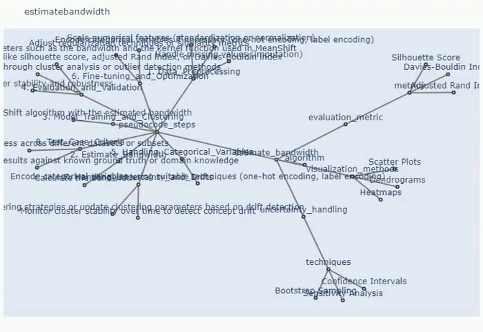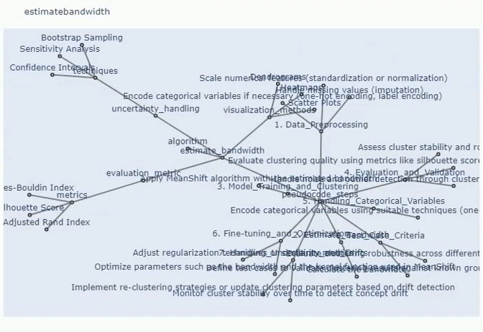Estimate bandwidth. Algorithm MeanShift. Pseudocode steps. 1. Data preprocessing. Description: prepare the data for clustering by handling missing values, encoding categorical variables, and scaling numerical features. Steps. Handle missing values imputation. Details: replace missing values using mean, median, or interpolation methods.